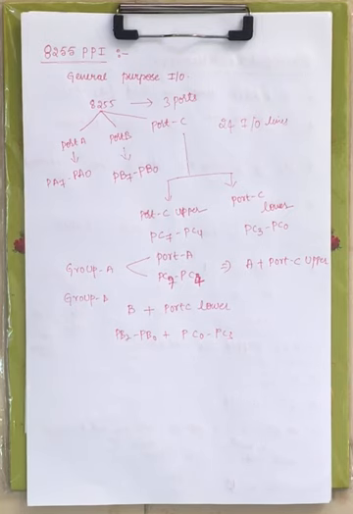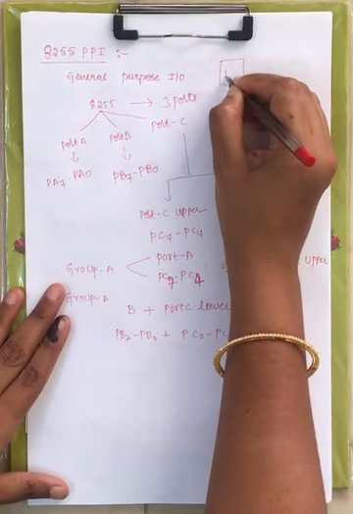Let me briefly explain again. We have seen this general purpose I/O device, the 8255. It acts as an interface between peripheral devices and the microprocessor. That means you have a microprocessor.